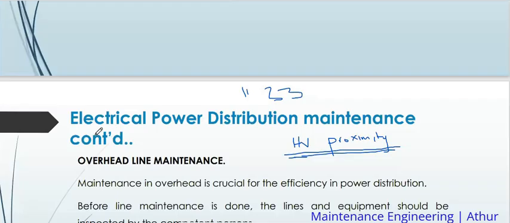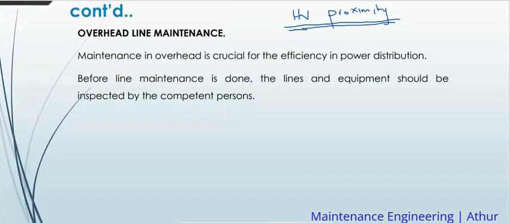From safety, we now go to electrical power distribution maintenance, continued. We have overhead maintenance. Before maintenance is done, the lines and equipment should be inspected by a competent person. We don't just go to do maintenance. I told you there is planned maintenance and there is emergency maintenance. Emergency: now the power that is supplying the hospital is off. What happens? That is emergency.